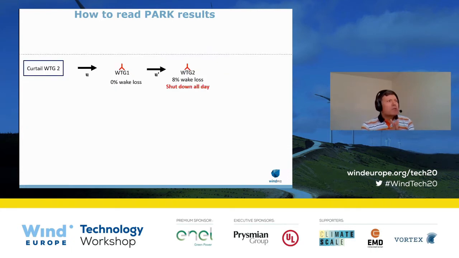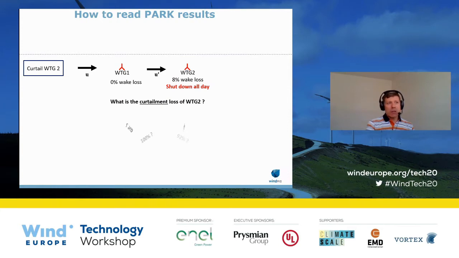Things get a bit more interesting if you consider this scenario, when you actually curtail number two. Again, we have number one receiving the full wind speed, 0% wake losses, and part of the wind speed comes out of it and will impinge on number two. We already know that with that wind speed, number two will give me 8% wake losses. But we curtail number two by shutting it down the whole day.